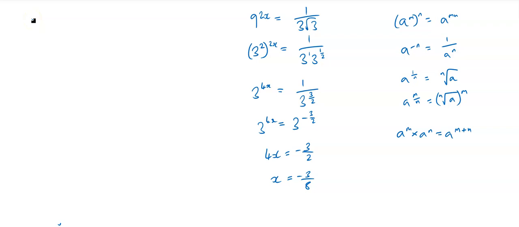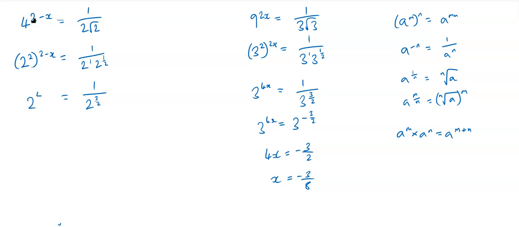Let's do a similar one to that. Let's say 4 to the 2 minus x equals 1 over 2 root 2. Well, we have 2 squared to the 2 minus x equals 1 over 2 to the 1, 2 to the half. So that's 1 over 2 to the 3 on 2. On the left-hand side, we have 2 to the 4 minus 2x. On the right-hand side, it's 2 to the minus 3 on 2.